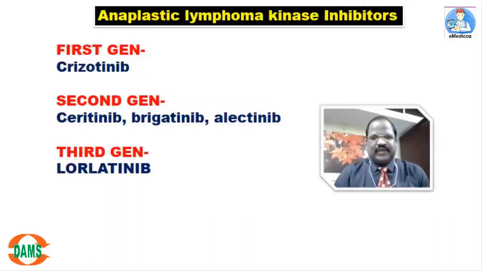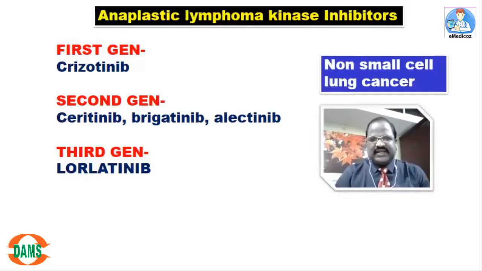Hi. In this video, we are going to discuss small molecule inhibitors. In that, first we are going to discuss anaplastic lymphoma kinase inhibitors. These are a newer group of drugs useful for treatment of non-small cell lung cancer. There are three generations of anaplastic lymphoma kinase inhibitors. The first generation drug name is crizotinib. Second generation drugs are ceritinib, brigatinib, alectinib. And the third generation anaplastic lymphoma kinase inhibitor name is lorlatinib. All these drugs are useful for treatment of non-small cell lung cancer.